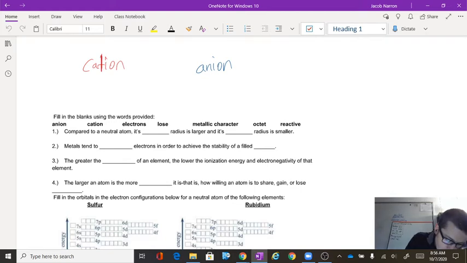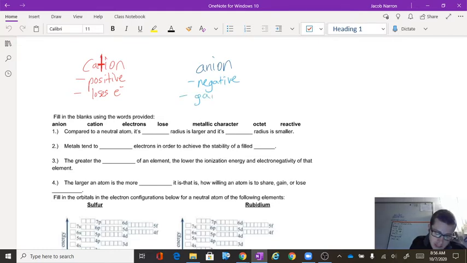And that's the way that I remember. Seriously, that's how I remember this is positive. So if this is positive, it's positive because it loses electrons. And the anion is going to be negative, and it's because it gains electrons. Now, you've got to think about it this way.